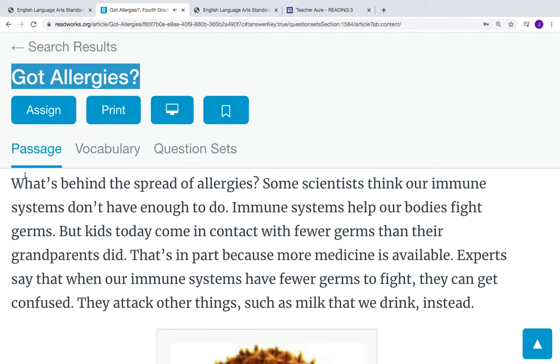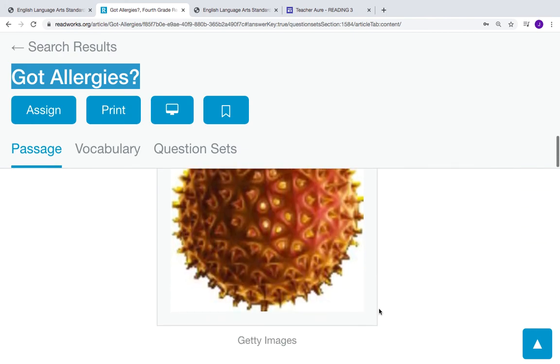So here it talks about trying to explain why we have more allergies. And one explanation is that we have fewer germs than our grandparents did in the past. And part of the reason is that we have a lot more medicine available to us. So our body's not having to fight germs as much. We just take medicine and we feel better. And so for that reason, our immune systems are not fighting as many germs. And so they get confused and they then attack things that we eat, like milk or eggs.